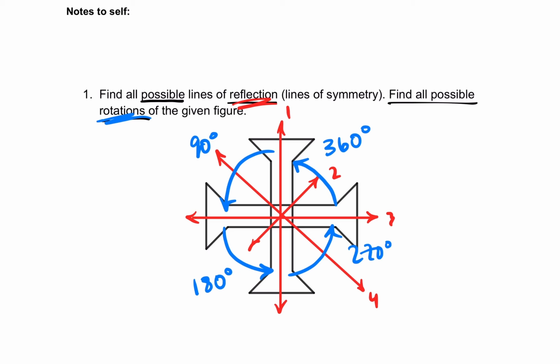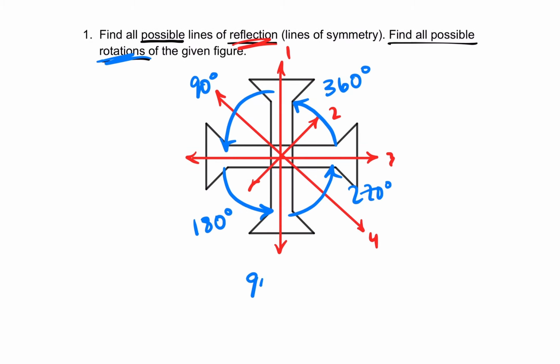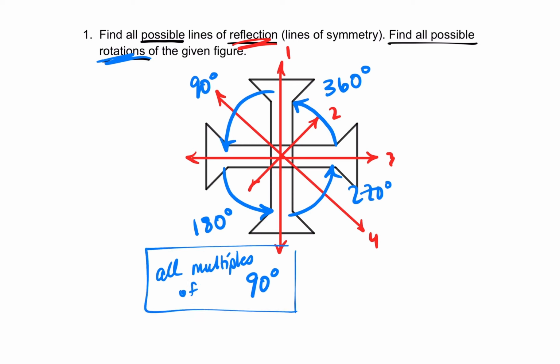So there's a bunch of possible rotations as well. Really, any multiple of 90. So maybe if you wanted to, you could say all multiples of 90, but it's okay just to write the 4 down. So really there's 4 of each. There's 1, 2, 3, 4 rotations, and 1, 2, 3, 4 reflections.